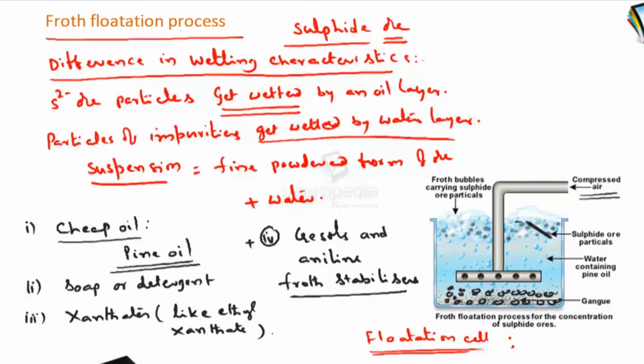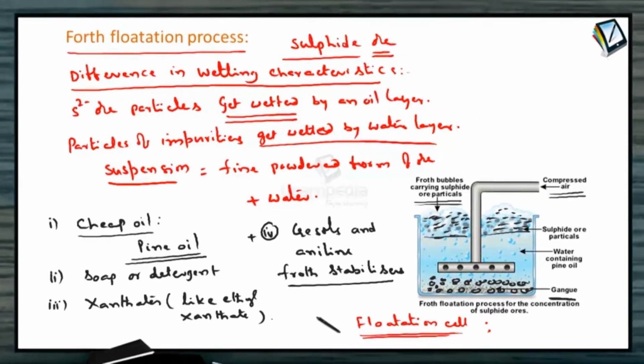Whereas whatever you see here in the form of the froth that is formed, that is coming on to the surface. And this froth containing the sulphide particles will be allowed to move into the adjoining tank and collected separately. So that's written froth bubbles carrying the sulphide ore particles, whereas this is the gangue, and this froth carrying the ore particles, sulphide ore particles, will now be separated, allowed to move into the adjoining tank where the particles of sulphide get settled.